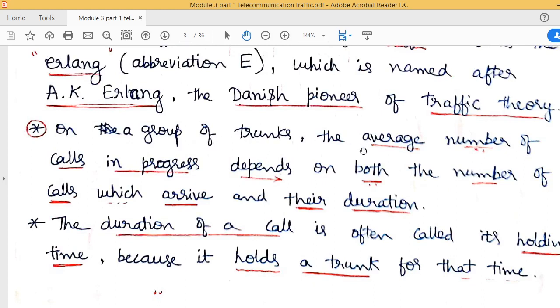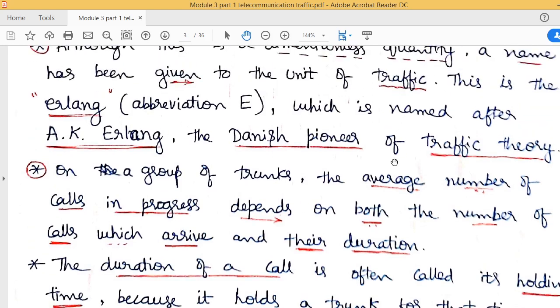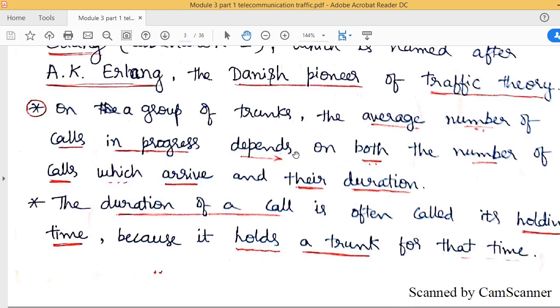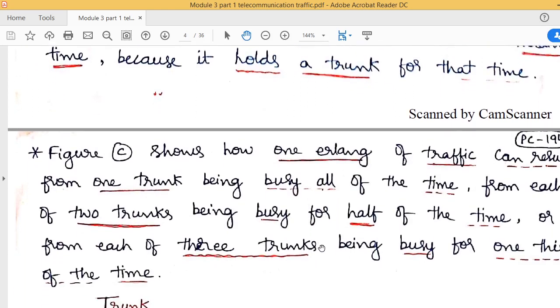On a group of trunks, the average number of calls in progress depends on both the number of calls which arrive and their duration. So the average number of calls in progress is nothing but the traffic that we have discussed before. So the traffic over a network is completely dependent on the number of calls arriving as well as their holding duration. The duration of a call is often called its holding time. So for what duration the call will be in progress is defined as holding time, because it holds a trunk for that particular duration.